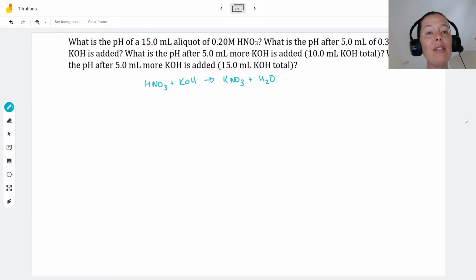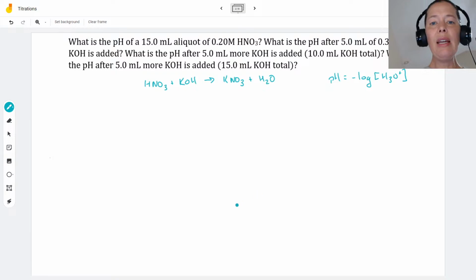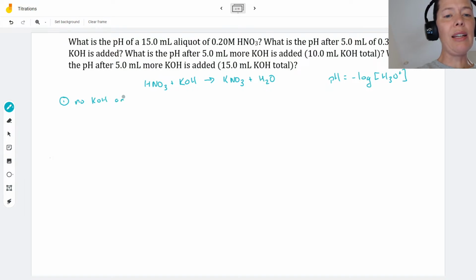So this problem is first asking us to just calculate the pH of our sample of nitric acid. So we have added no base to this reaction, and we just want to know the pH. Now remember that pH, I'm going to write the equation up here, is simply the negative log of our hydronium ion concentration. Let's call this step 1, and we'll say no potassium hydroxide added. So this is only our nitric acid for this calculation.